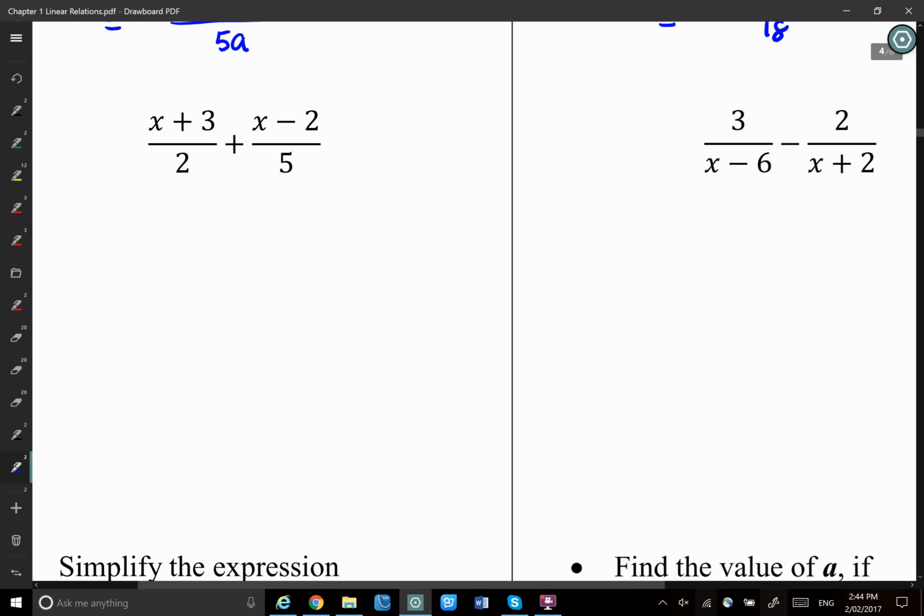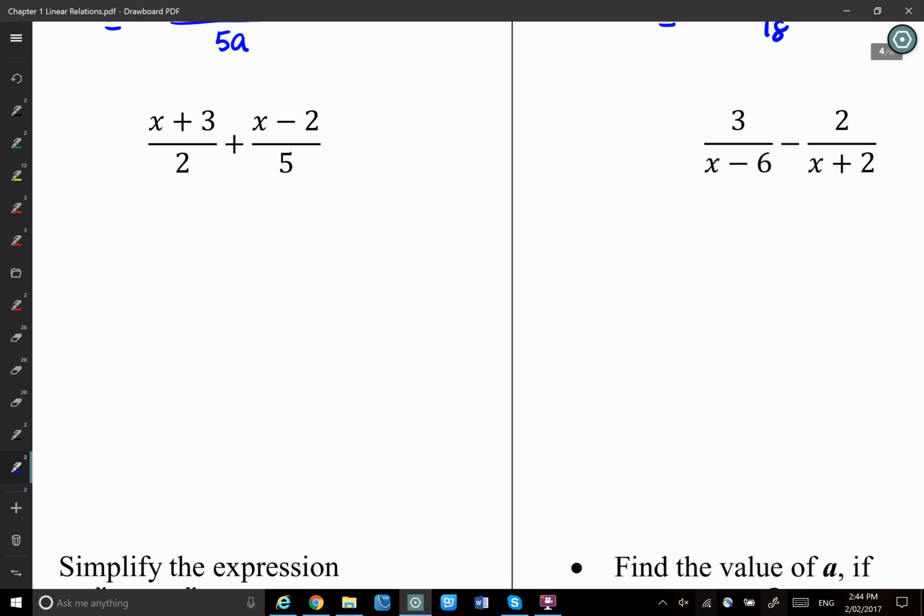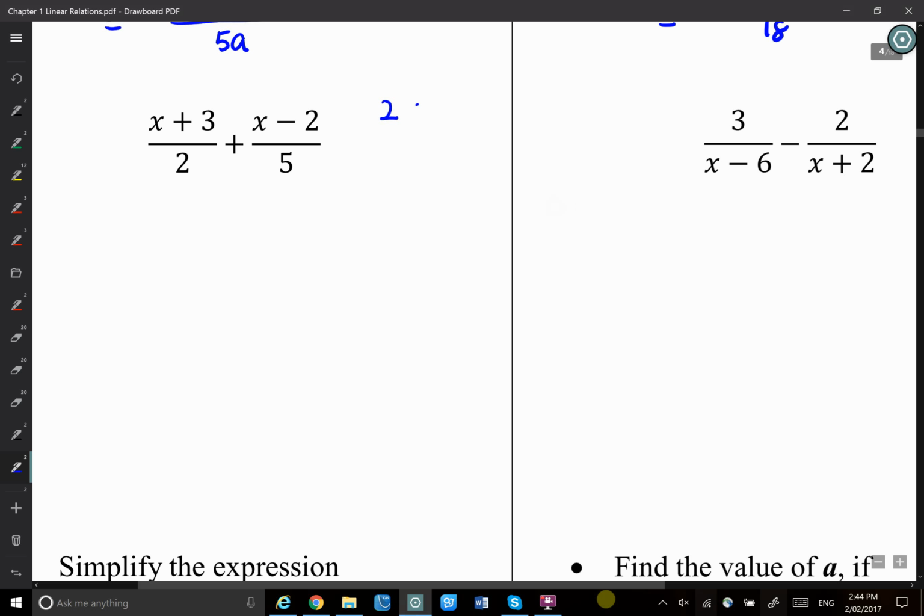Okay, for the next one, that becomes a little bit complex. So we have 2 and 5. 2 and 5 is easy. The lowest common denominator will be 10. But what happens to the numerator?